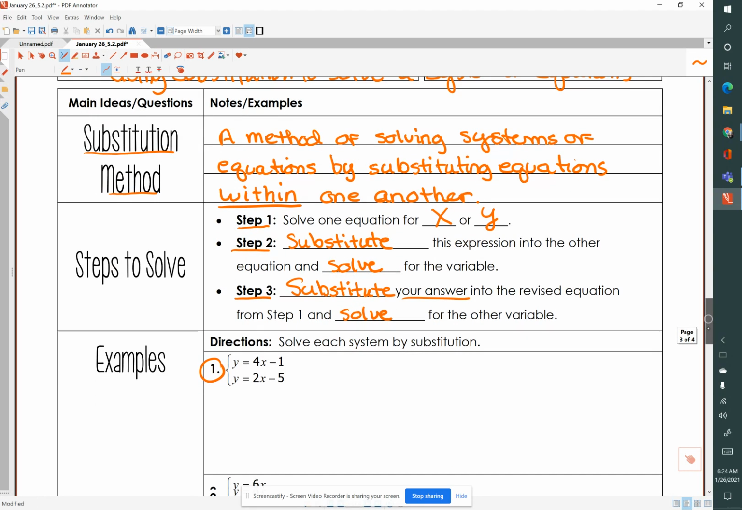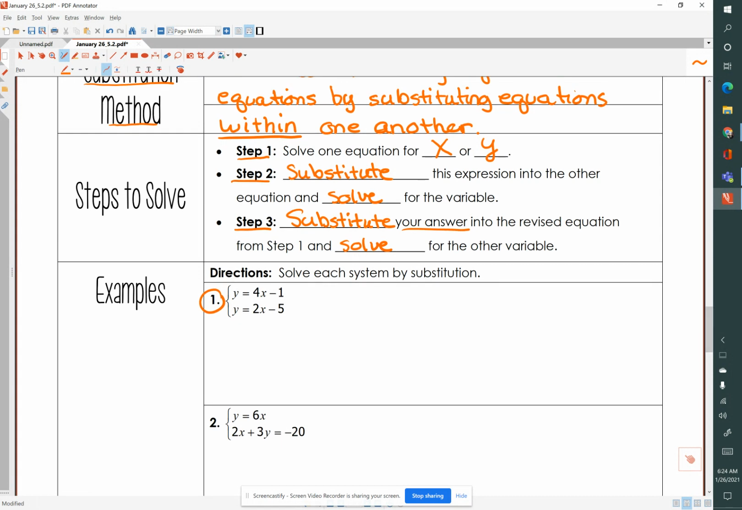So it may look a little bit like mumbo jumbo to you right now, but when we do a few, I think it'll become a little bit clearer. So let's start with problem number 1. We have 2 equations. We have y equals 4x minus 1 and y equals 2x minus 5.